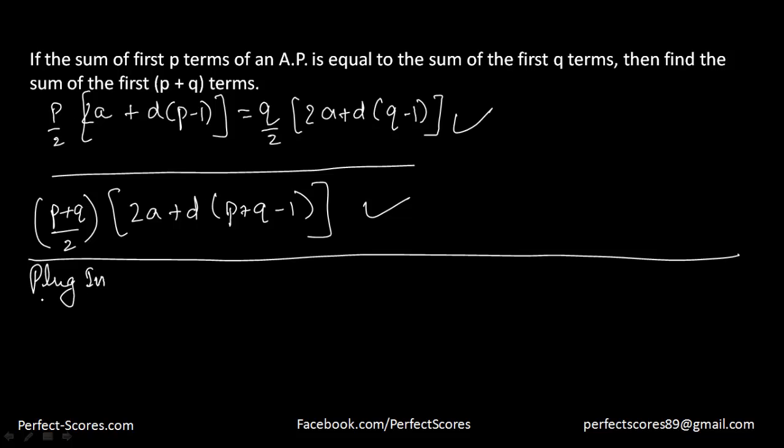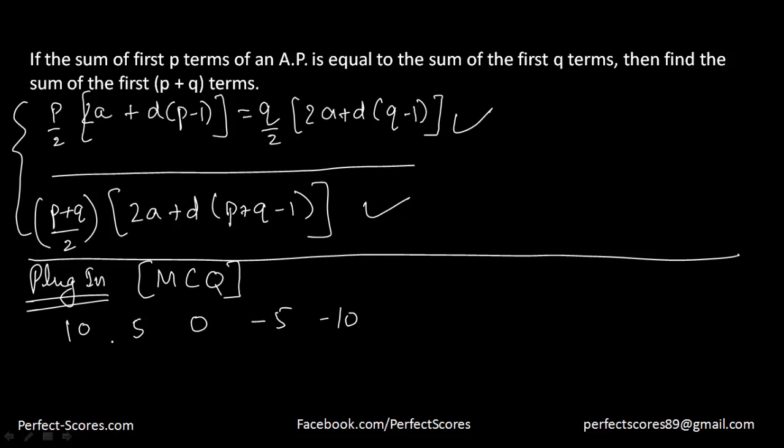Let's suppose the question says: what is this if the sum of first p terms is equal to the sum of first q terms? Now this is something you can only do when you have multiple choice questions, right? This is something you're supposed to do in your K-12 examinations, in your 12th or 11th standard. So let me say that this is the arithmetic progression: 10, 5, 0, negative 5 and negative 10. Let's suppose this over here is our arithmetic progression.